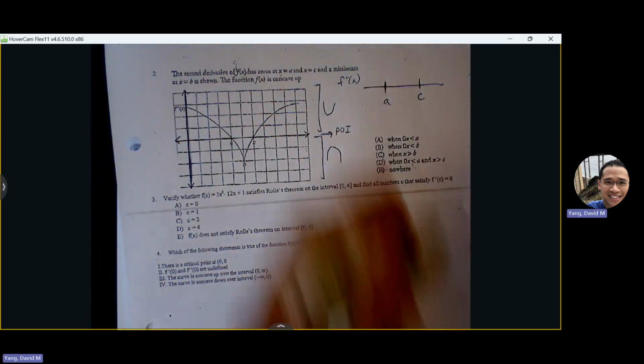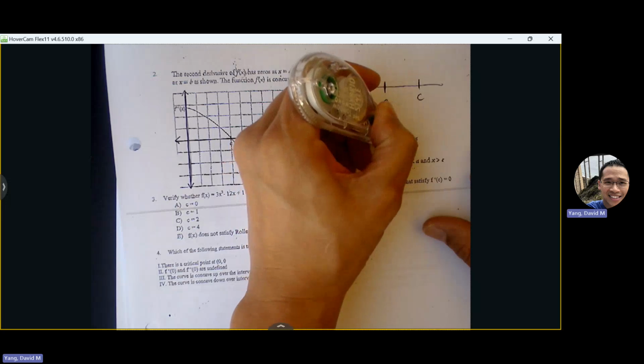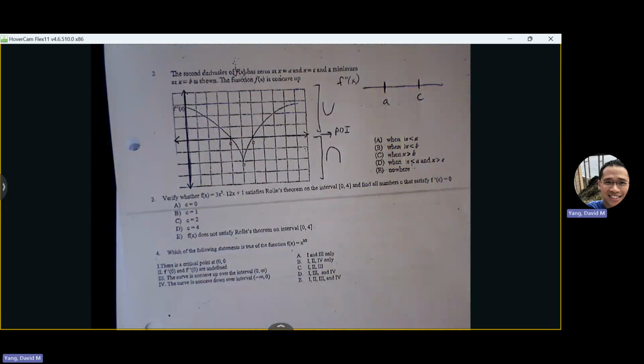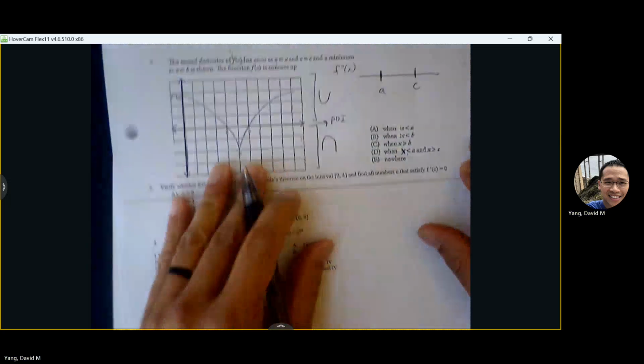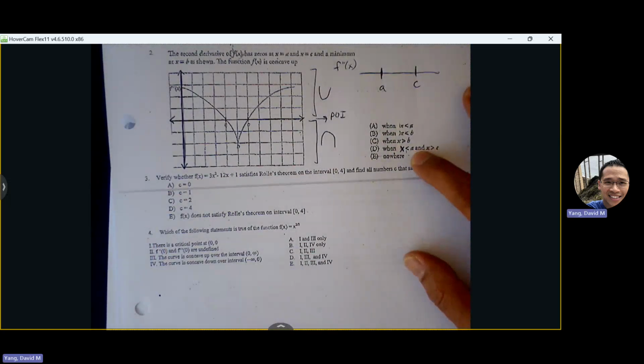Sorry about these typos there. It should be x is less than A, x is less than B, x is greater than B, x is less than A, or x is greater than C. So ignore the zeros in front.